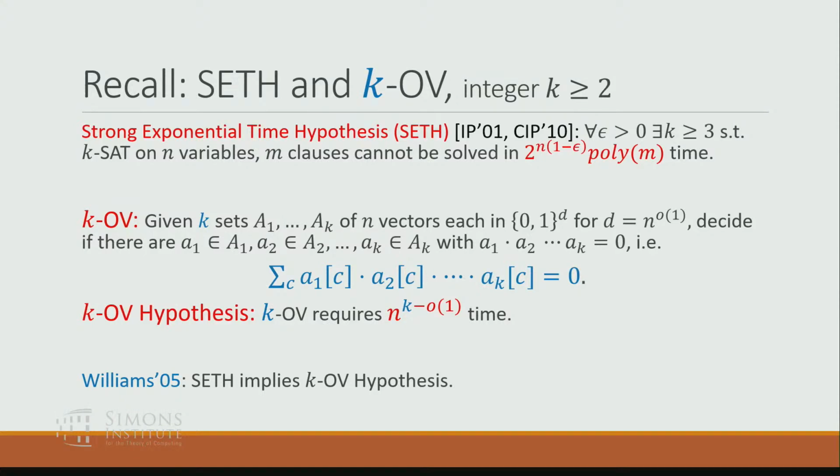Now you might ask, how does kOV relate to the original OV? Well, you can reduce any kOV to OV. So the two set OV problem is the hardest out of these. You can reduce k to k minus 1. So it gets harder as k goes down. So this is the problem. Questions here?